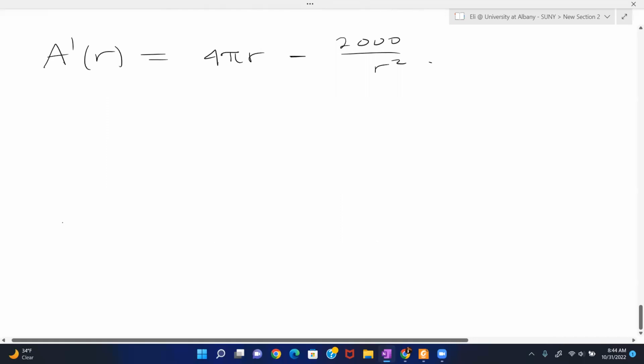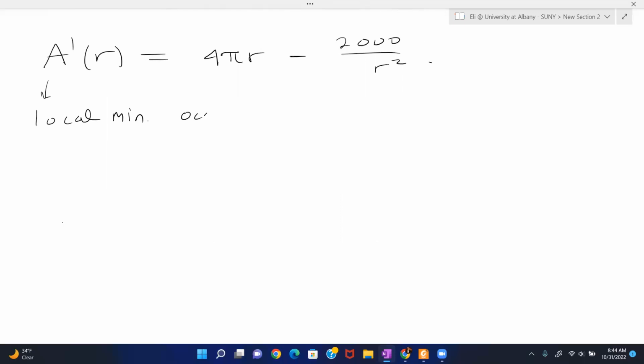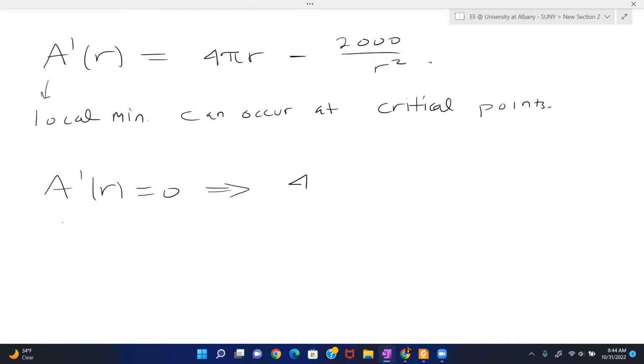All right, so a local min can occur, not guaranteed to occur, but can occur at critical points. Remember, I think it was Fermat's theorem that said that if you have a local minimum or maximum, it must occur at a critical point. So we set this function equal to 0 and solve for r. So we get 4 pi r minus 2,000 over r. That's not supposed to be r squared, that's just supposed to be r.